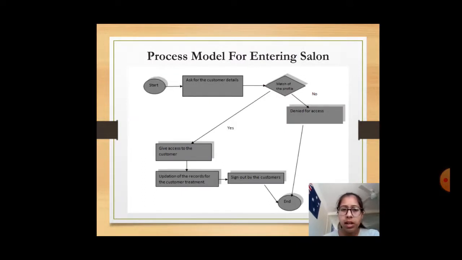In this slide, I'm going to present the process model for entering the salon. When the customer arrives at the salon, entry is only allowed when the profile of the customer is matched.